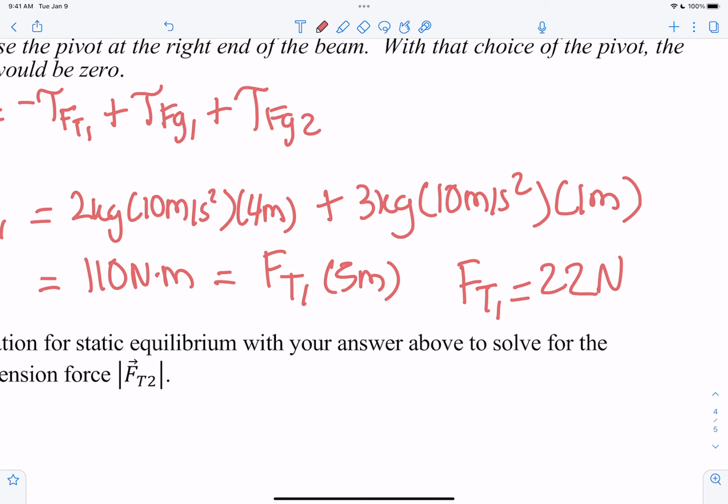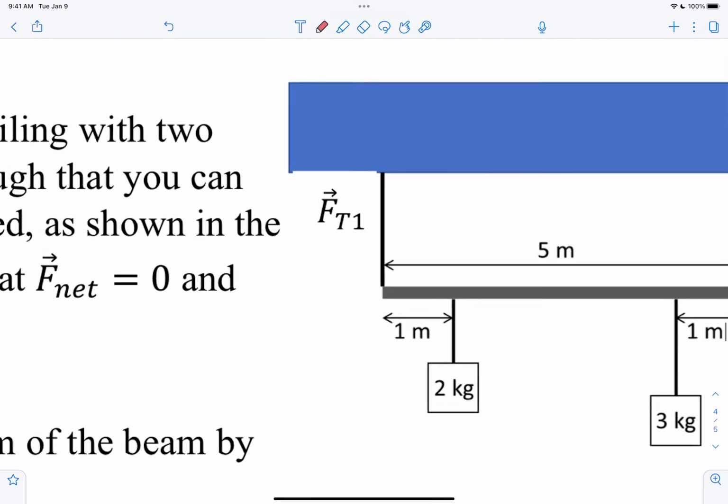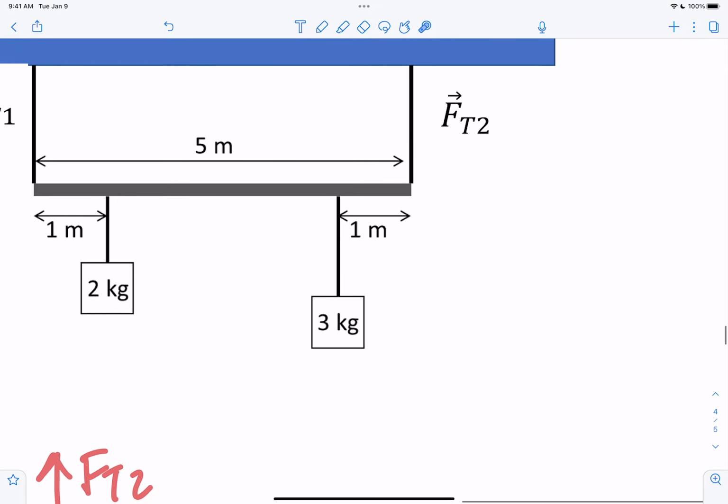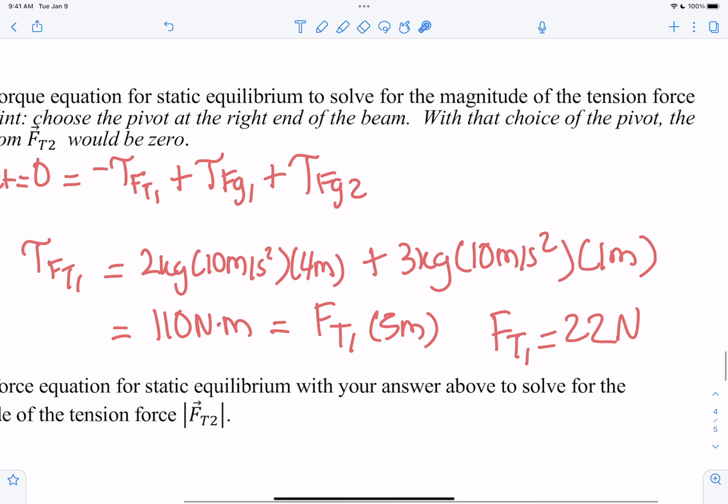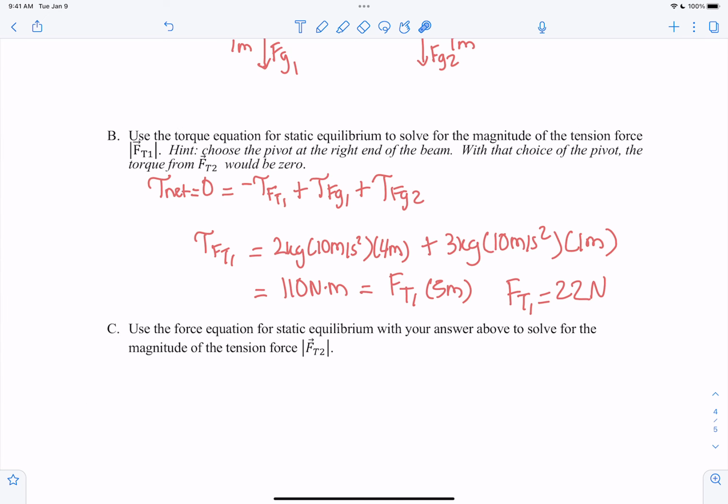My bad. It should absolutely be 5 because FT1 is at 5 meters relative to the pivot. Pivot is here, and this is 5 meters away. So R is 5. But yeah, FT1 is 22 newtons. That's solid. Okay. Sound good for part B? I don't have a doubt about this one anymore, because I just messed up the R for the last part. That's all. Sound good for part B?